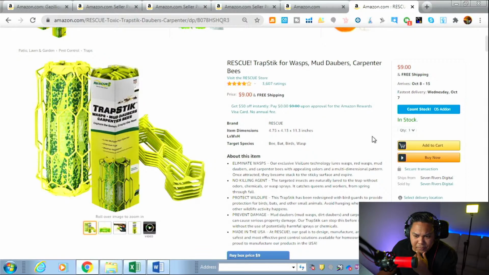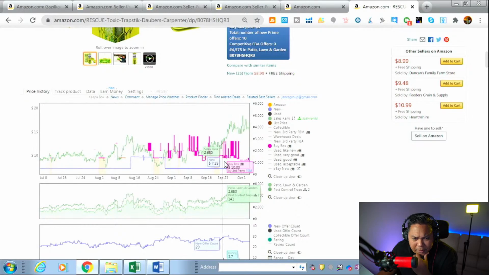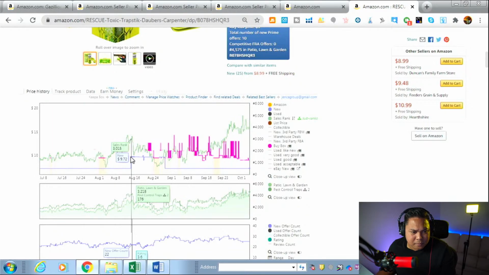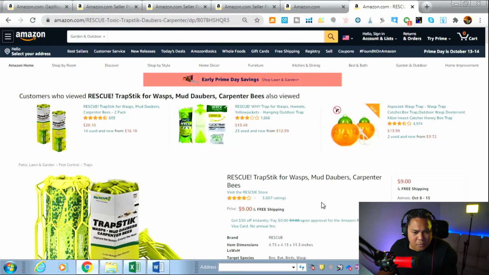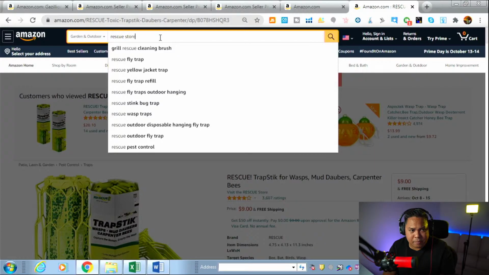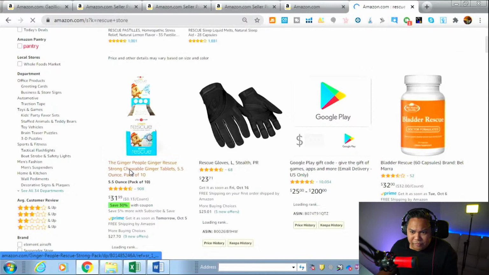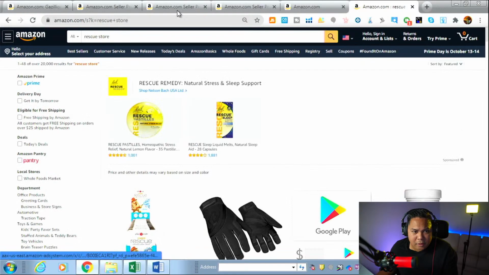This one is an FBM item. Buy box, bought by Amazon. See, Amazon does sell this, but not consistently. Rescue store. So maybe this listing might not be profitable, or Amazon sells it, but we can search by brand name. Maybe we can find other listings that Amazon doesn't sell. Okay, that doesn't help. So, trapstick, wasp, bees, rescue, bees.